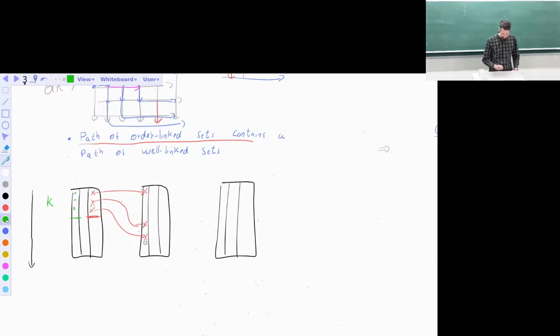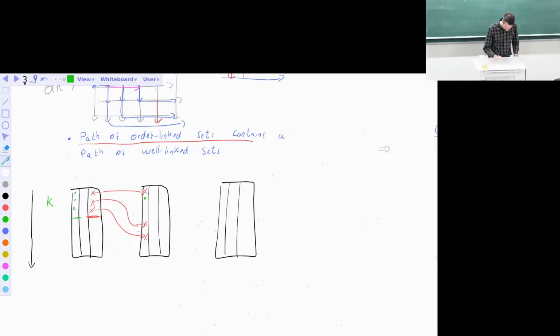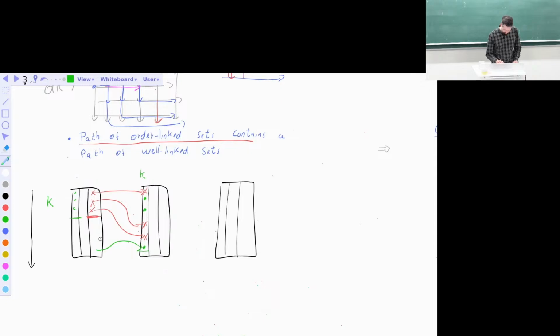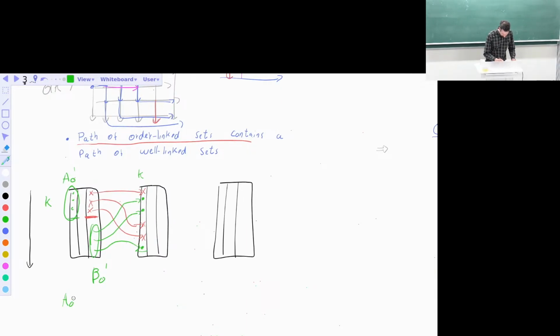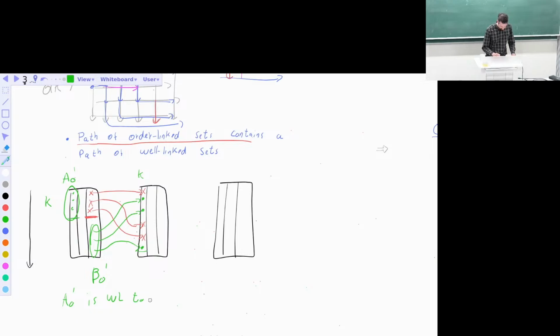And from what remains, I'm going to choose the k topmost vertices that survive. Maybe I have to go in between, but these are going to be my k topmost vertices on this side. Again, we have some linkage going from B to my green vertices. However, because I deleted the top k-most ones here, I know that the set I get here is going to be after the top k-most here. So if I take this set and say this is my A0 prime, and I arrive here in B0 prime, any subset of B0 prime is going to be below A0 prime. So what you get is that A0 prime is well linked to B0 prime.